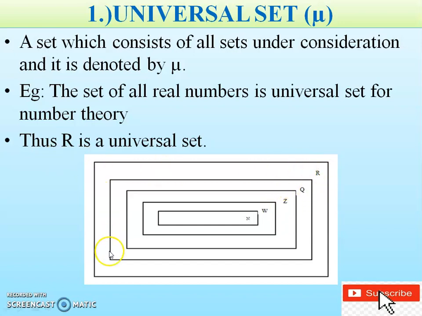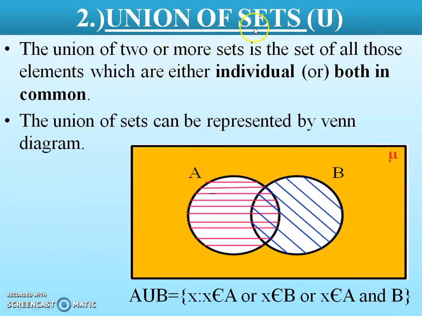That is, real number is comprising all the types of numbers. That is why real number can be categorized as a universal set here. That is, real number can be categorized as mu. That is, when we consider one particular set consisting of all the elements, that will be considered as the universal set.